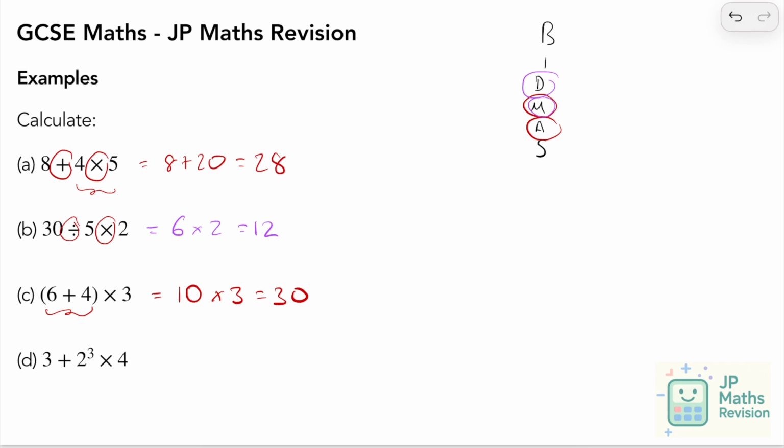This one here, we have a plus, we have a power, and we also have times. I is the indices, so indices is what we're going to do first. In this case, we're going to do 2 to the power of 3 first. So I'm going to have 3 plus 8, because 2 cubed is 8, times by 4. Then I have to do the multiply next, because M comes before A in BIDMAS. So I have 8 times 4, which is 32. And 3 plus 32, that's going to be 35. So the answer to this question is 35.